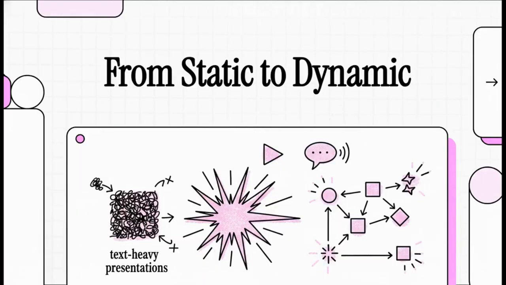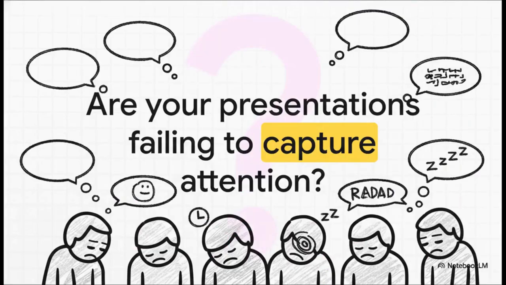Hey there and welcome. We're about to tackle a problem that, let's be honest, we've all faced. How do you stop your presentations from being these huge walls of text and turn them into something that actually engages people? Have you ever been there? You look out at your audience and you can just see their eyes start to glaze over. They're either reading way ahead of you on the slides, or worse, they've just completely zoned out. It happens to the best of us, especially when our slides are just packed with text.